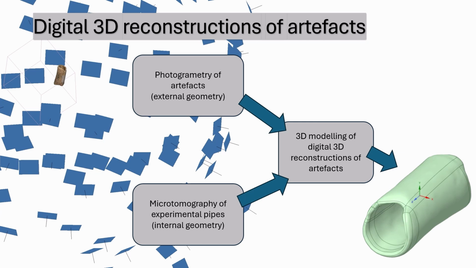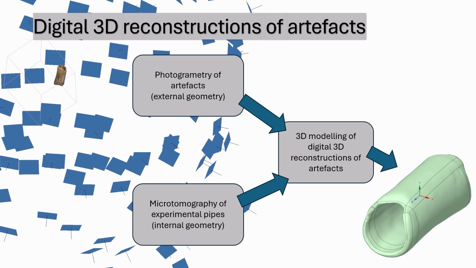Photogrammetry was carried out in Agisoft software. The graphic on the left is a screenshot from this program. The blue rectangles correspond to the photographs of the artifacts that make up the photogrammetric model. Later modeling was performed in Blender.